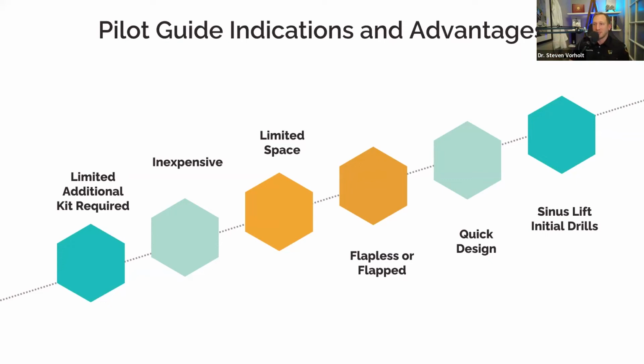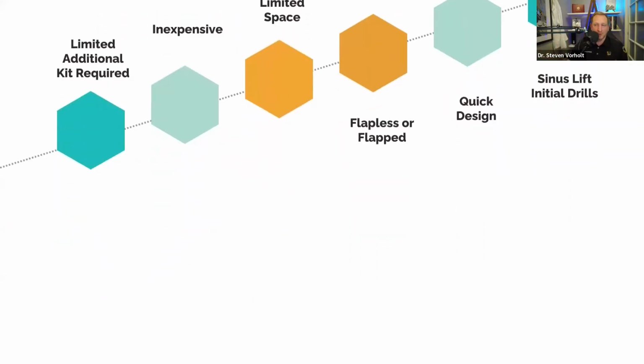So this is inexpensive. Works great in limited spaces. If it's a tight space, all you need is a 2.0 drill. You don't need to put a large drill or implant through there. You can do it flapless or flap. The 2 cases I'll show you, one was flap, one was flapless. Quick design. And one of the cases I'll show you was actually a sinus lift. In a lot of vertical sinus lift approaches, the main goal is to get just shy of the sinus with your initial drill. And this tackles that for you straight away.